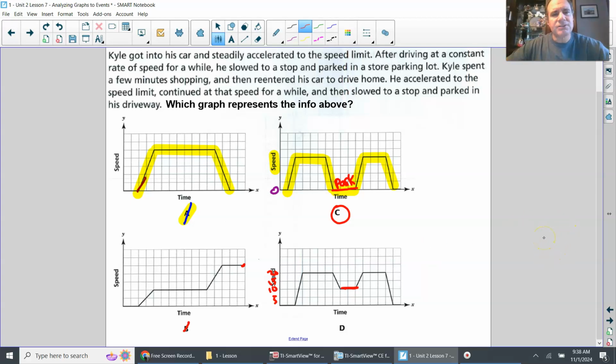That's where he parks. He slows to a stop. He parks his car in a store parking lot. Then he spends a few minutes parking and shopping, and then he goes and re-enters the car to drive home. He re-enters his car and accelerates to the speed limit, continuing for a while. That's this right here, and then he slows to a stop and then parks at home, in his driveway. And that is it.